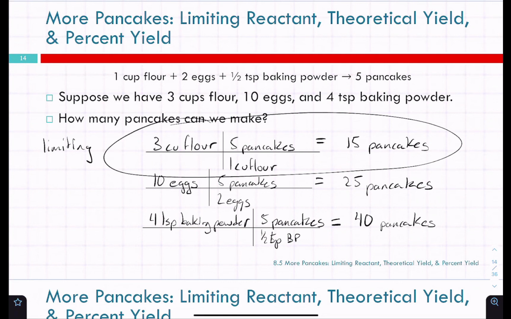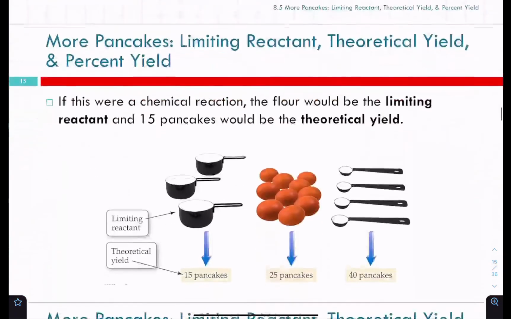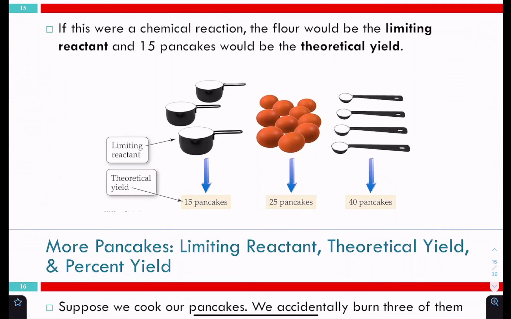And of course, the same thing applies to chemistry. If we're given masses of all the reactants, we can calculate how much of a product we would make, and the one that makes the smallest amount is the one we're going to run out of first. So if this is a chemical reaction, the flour would be our limiting reactant because we can only make 15 pancakes with the amount of flour that we have.